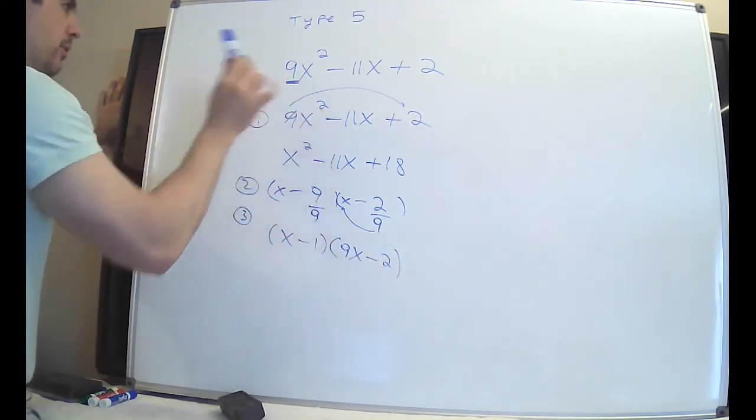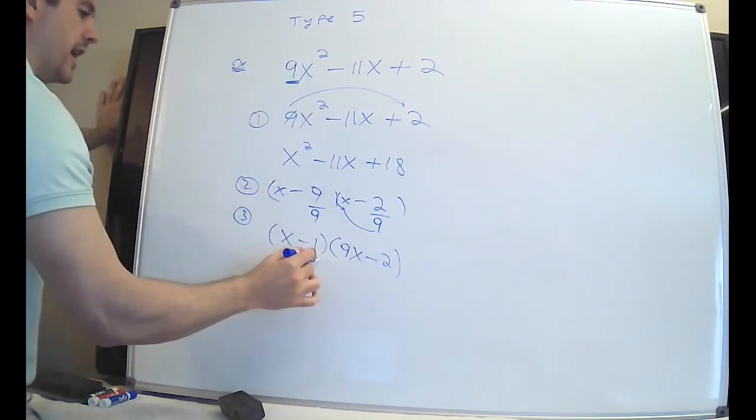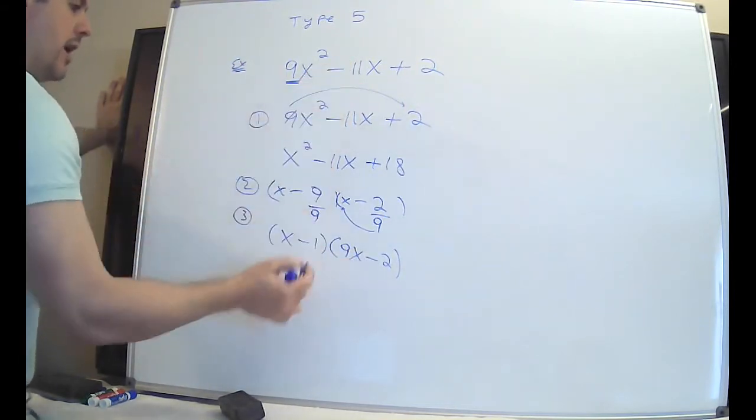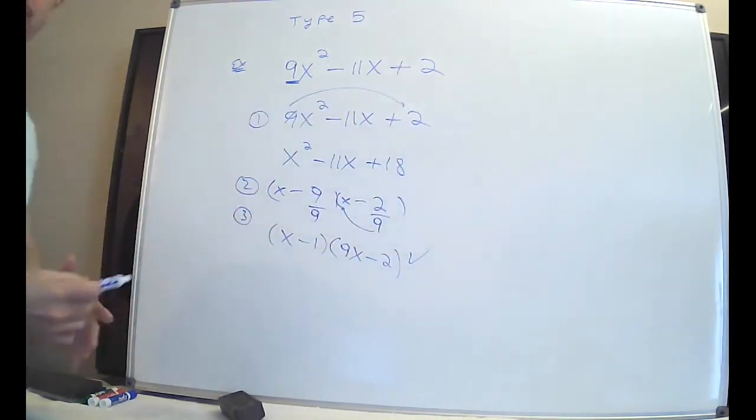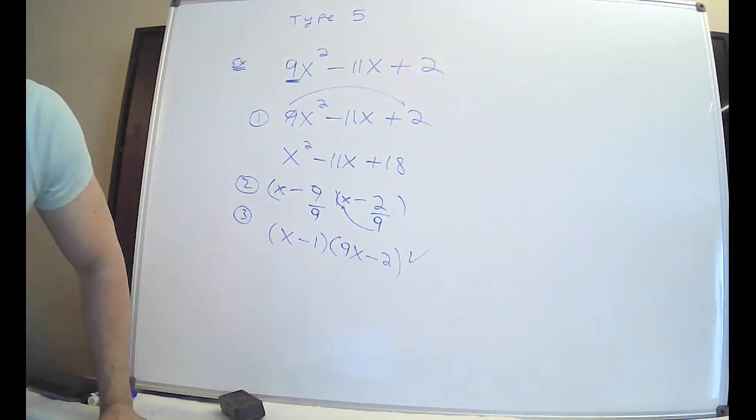X times 9x, boom, 9x squared. In the middle, -9. At the end, -2. And then -1 times a -2 plus 2. Yay! It works.